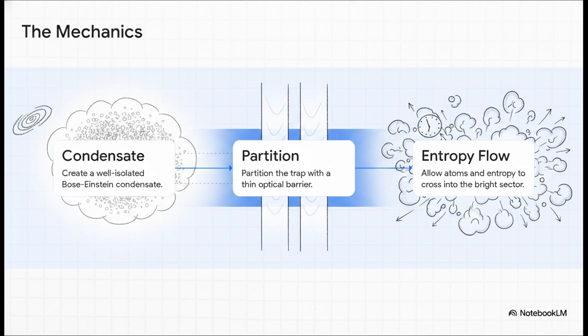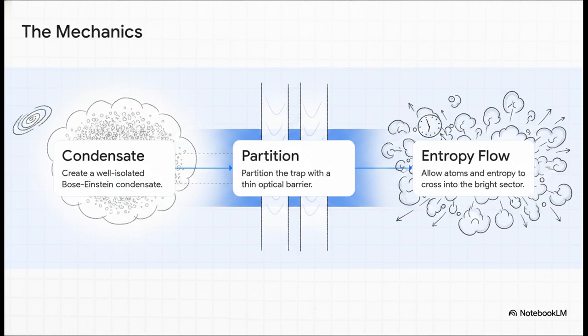So how exactly does this mini-universe work? By isolating the system completely from any external dissipation, the researchers simulated an effectively closed many-body system, a true mini-universe. They started by creating a Bose-Einstein condensate in a trap. Then they projected a remarkably thin 8-micrometer optical barrier across the center using a digital micromirror device. Depending on how high they made that laser barrier, atoms, and therefore entropy, would bleed over into the observed bright sector.